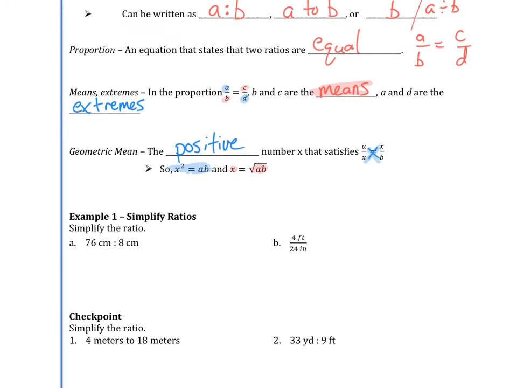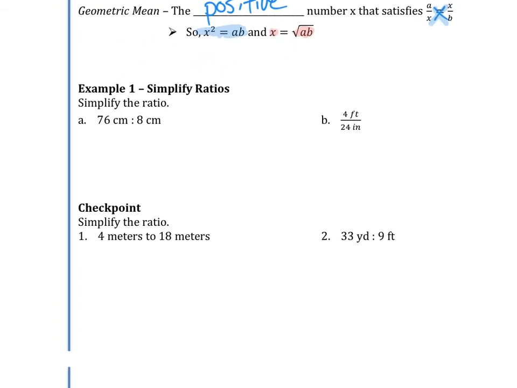Okay, so example 1, it says simplify the ratio, and 1a gives us 76 centimeters to 8 centimeters. Another way to write this would be 76 over 8. Both of these are divisible by 4. So really, we're just trying to reduce the fraction. And you would get 19 over 2. This ratio reduces down to 19 centimeters to 2 centimeters, or 19 over 2. So just reducing the fraction.